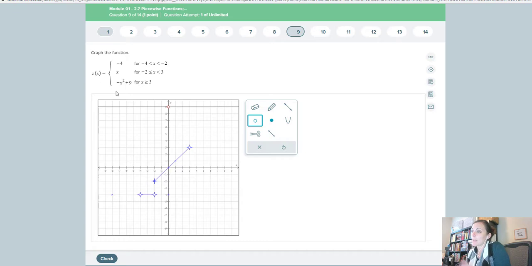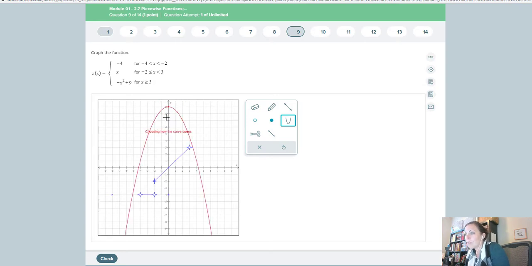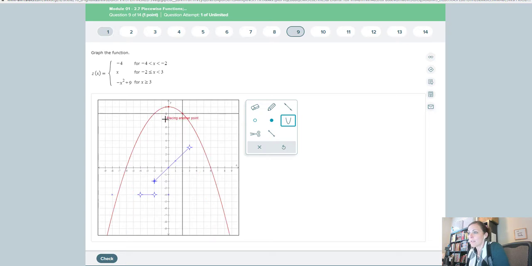It's a parabola, that U shape. That negative is making me flip upside down. It's a reflection over the x-axis. And I'm going to shift upward 9. So I'm going to grab my parabola tool. Here it is. I'm going to place the vertex. So again, I'm not at 0, 0 anymore. I'm being shifted all the way up 9. I'm reflecting down. There's no stretch or anything to it, so I just click that.